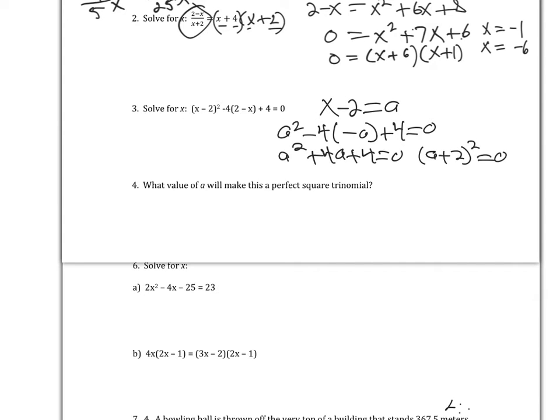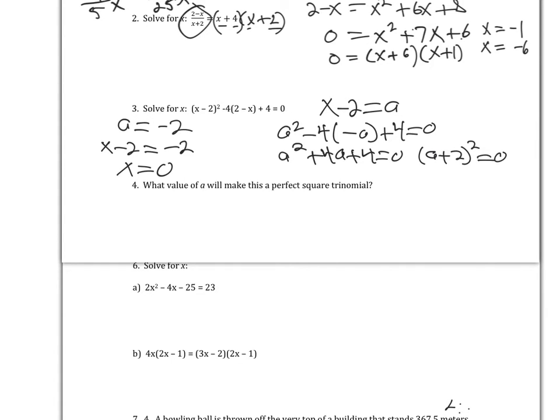So that'll give us solutions of a is equal to negative 2. Well, we can replace a with x minus 2, which we're saying is equal to negative 2, which gives us that x would be equal to 0. That's the solution for our equation.